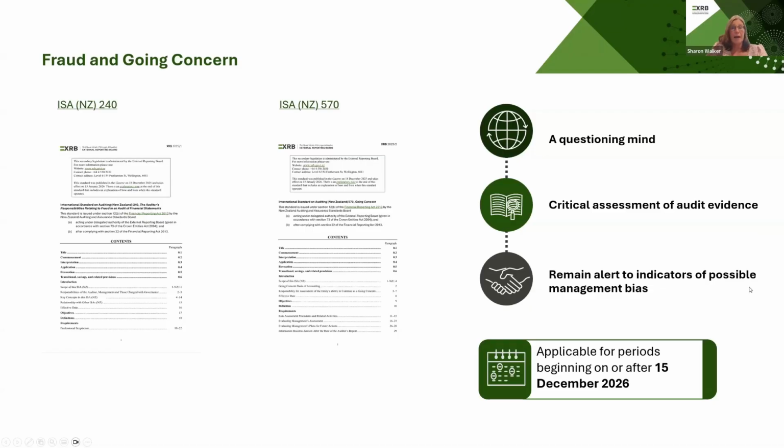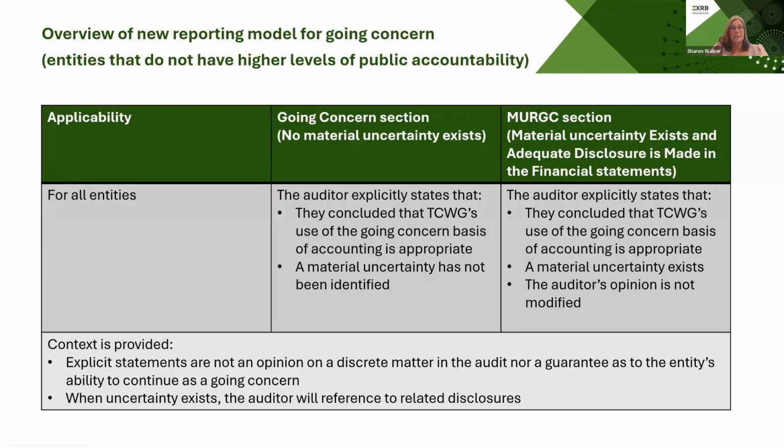So if we move to the next slide, these next two slides are quite busy. They go into detail about the explicit statements on going concern that are included in the auditor's report. So for all entities, the auditor's report will include either a going concern section or a material uncertainty section. And the auditor will explicitly state that they have concluded that the going concern basis is appropriate. If the report includes a going concern section, then the auditor would also state that a material uncertainty has not been identified.